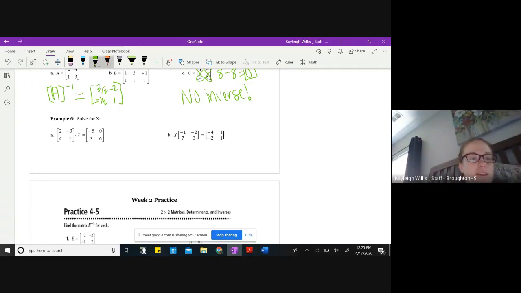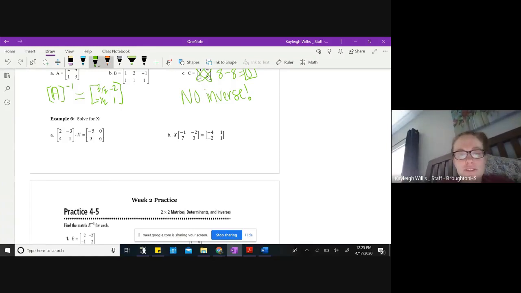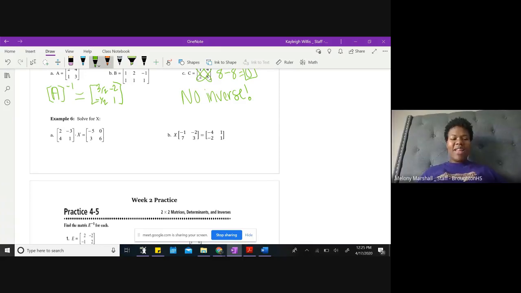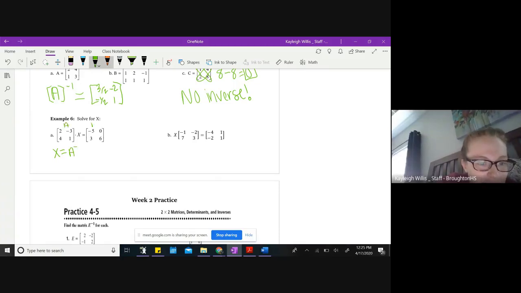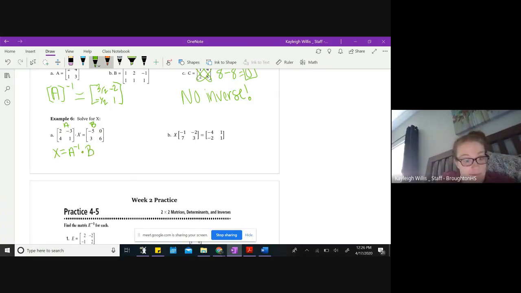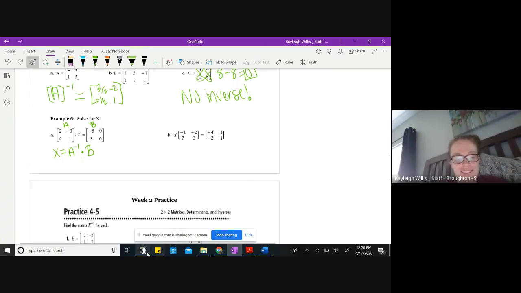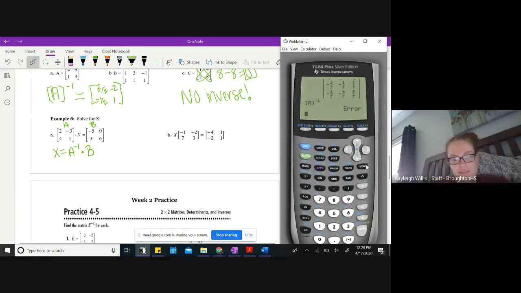All right, so we are solving for X. Like Miss Marshall said, if you remember in her notes, we can't divide, so we have to multiply by the inverse. So when I'm doing this in the calculator, I'm going to call this A and B, and do A inverse times B. Right? Can I do it the other way, B times A inverse? No.